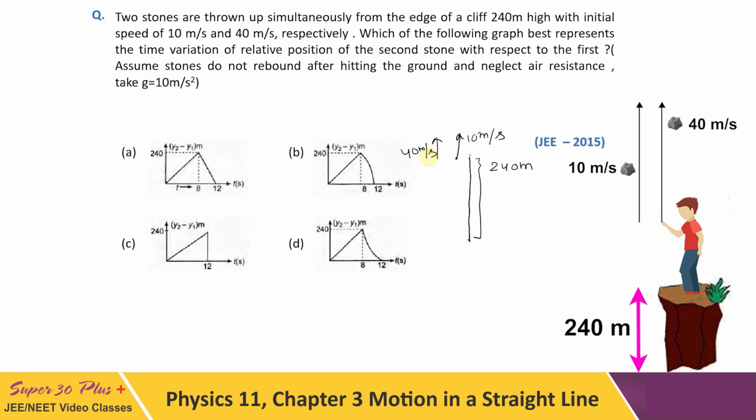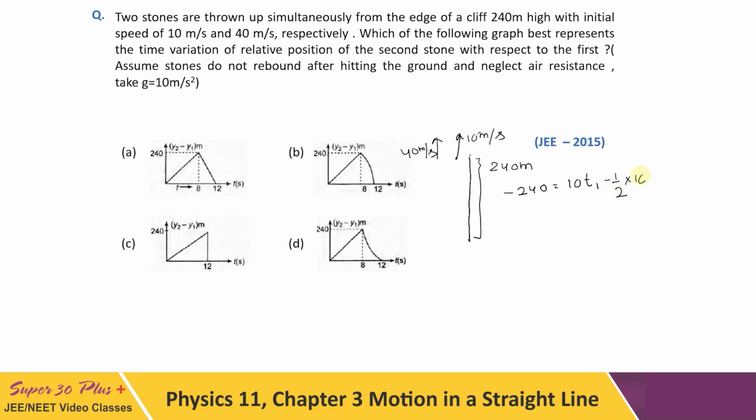For the first, if the time taken is t1, then we can write minus 240 is equal to 10 t1. Here I have taken upward direction as positive, downward as negative. Minus half g, which is given here, has to be taken as 10, t1 square. On solving, we will get t1 is equal to 8 second. Now let us do the same for the second stone. That will be minus 240 is equal to 40 t2, where time to reach the ground is t2, minus half g t2 square. On solving this, we will get t2 is equal to 12 second.